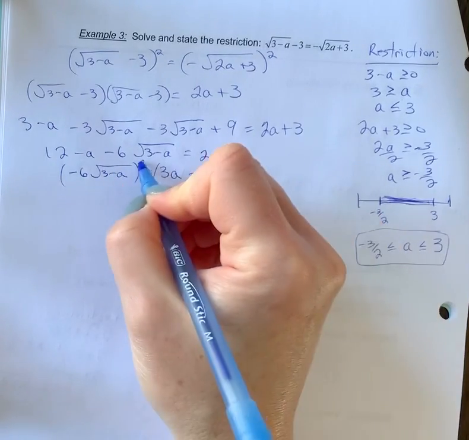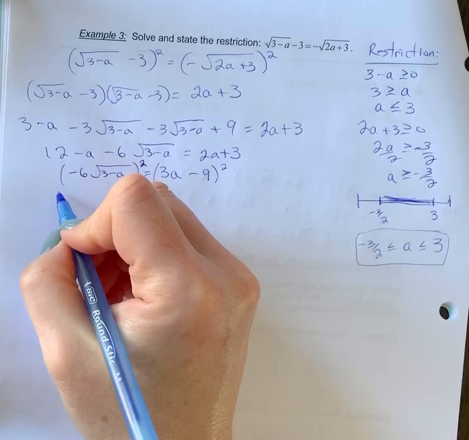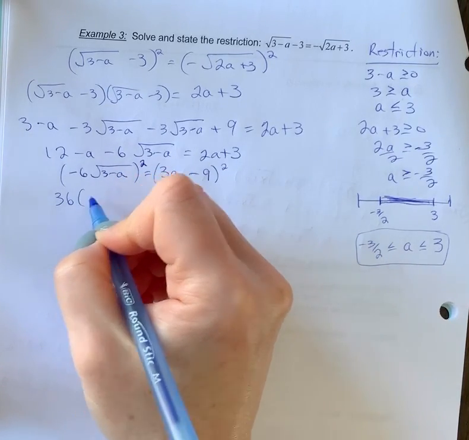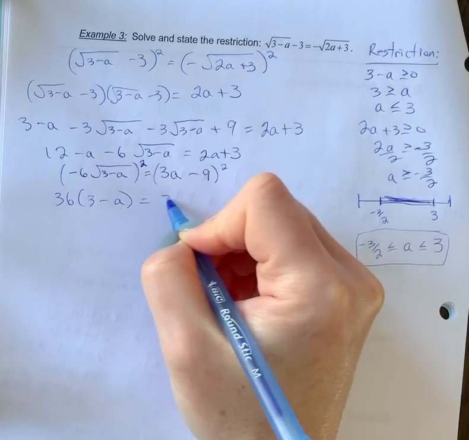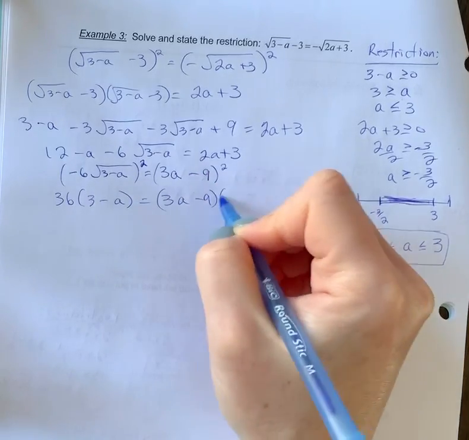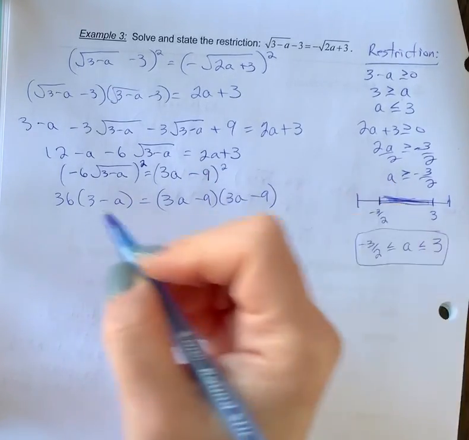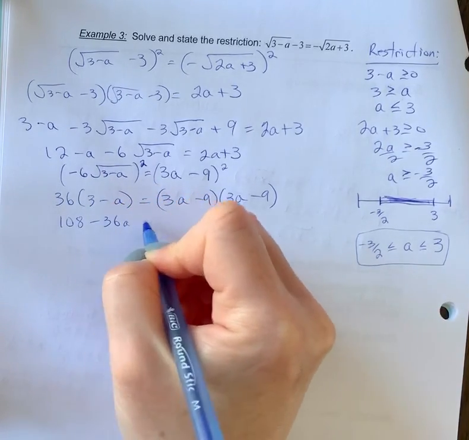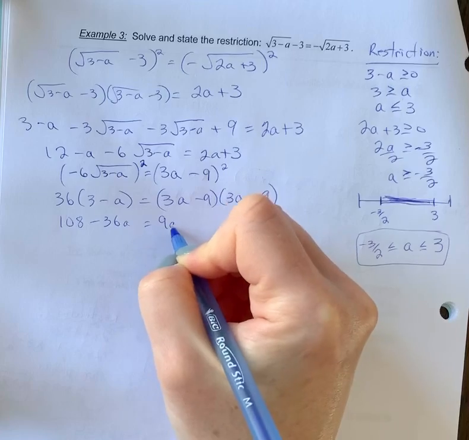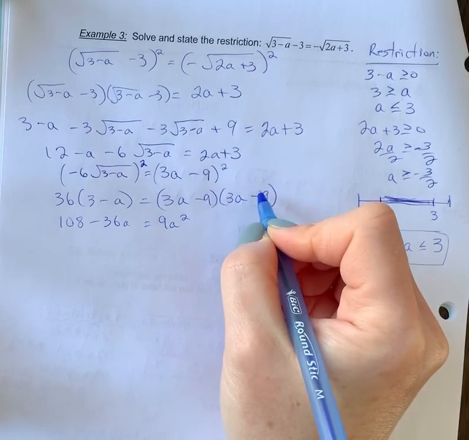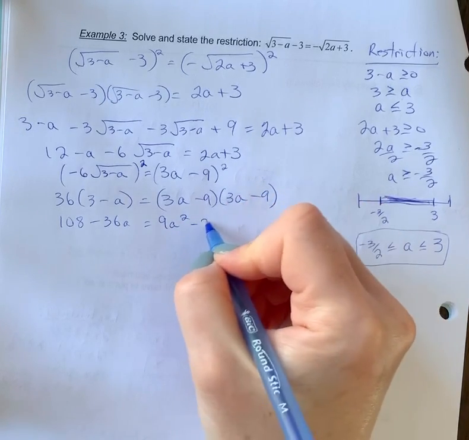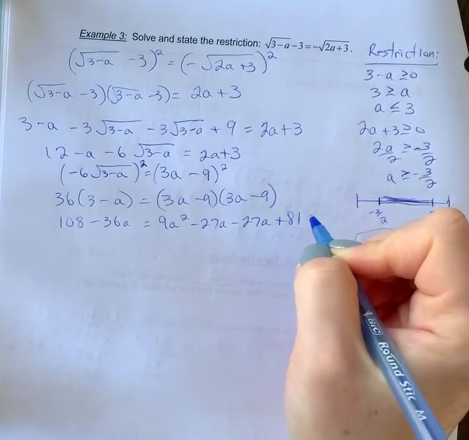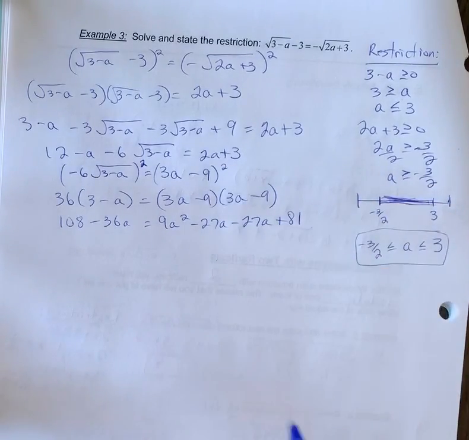Or squaring, sorry, not square rooting. So squaring both sides. So let's keep going. -6 squared is positive 36. Times 3 minus a. This side you're going to have to FOIL. Bring through the 36 through the brackets. FOIL this out. -27a plus 81. Okay, to solve, you want to set everything to 0.